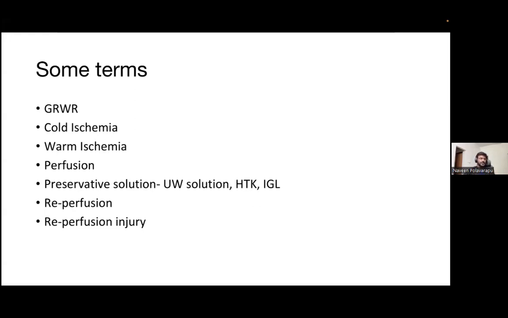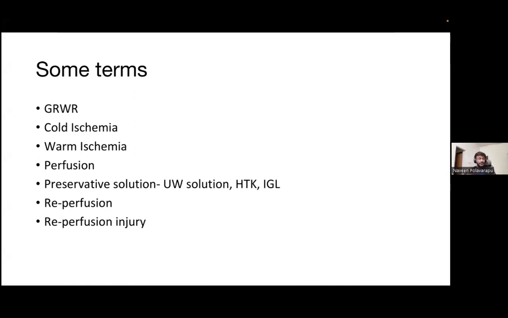Perfusion, as the name says, is what we call perfusion, and for the preservative solution that we use for cadavers, you use the ultraviolet solution. We generally use about 4 to 5 liters of these HTK or IGL solutions, and we keep perfusing the liver to keep the toxins flushing out. And once you connect this liver to the native IVC, that's what we call reperfusion, and that's the most crucial part. As I mentioned, that's the time when the risk of even cardiac death happens.